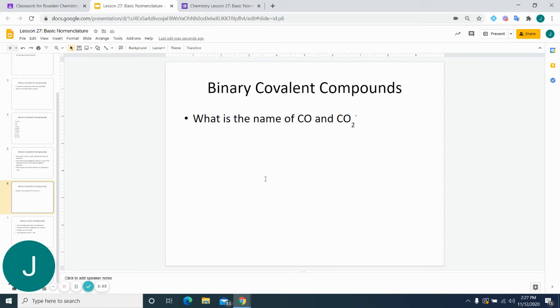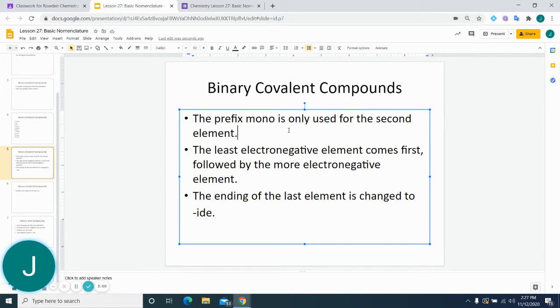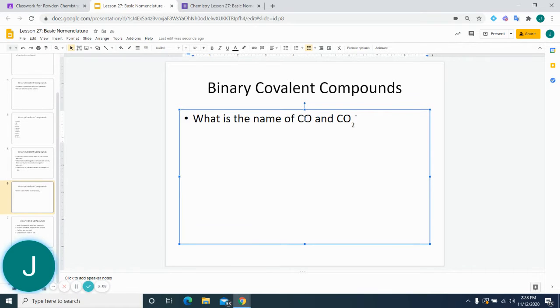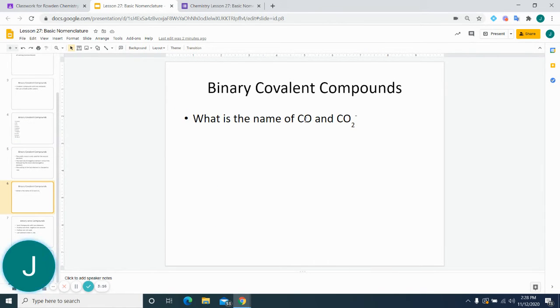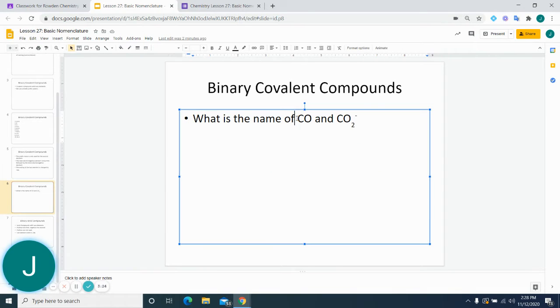So here's how we would name these. Remember, there's only one carbon. So you'd think we need to say mono, but you only use mono for the second element. So for this one, we would say carbon, and then we're going to do oxygen. But you don't just call it carbon oxygen. How many oxygens are there? Only one. So carbon mono, and then oxygen. You don't say carbon mono oxygen because you change the ending to "ide." So carbon monoxide. When we say it fast, we say carbon monoxide.